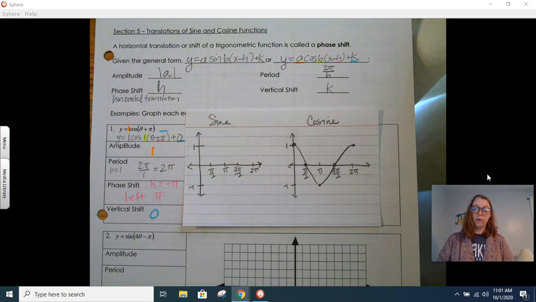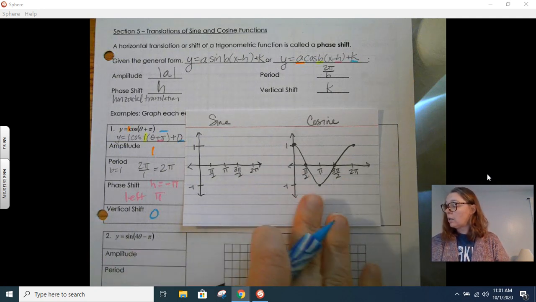There are a couple of different ways to come at this. Some of you in your head can say, oh, that's my parent function, and I'm just going to move everything to the left pi units. Not everybody's brain works that way, so I'll show you a couple of different ways you can approach these problems. One is to just sketch your parent function with the amplitude and period on the graph, and then once you have that on there, shift from there. That's what I'm going to do to start.